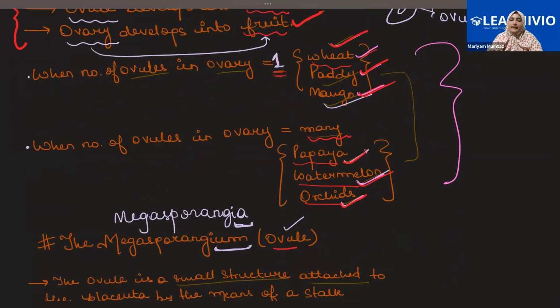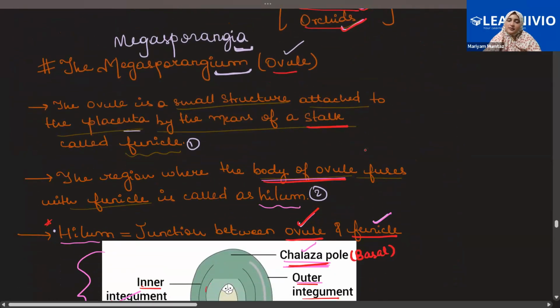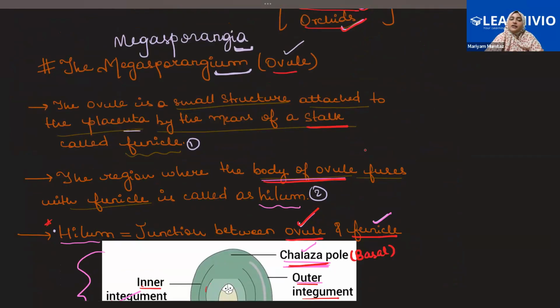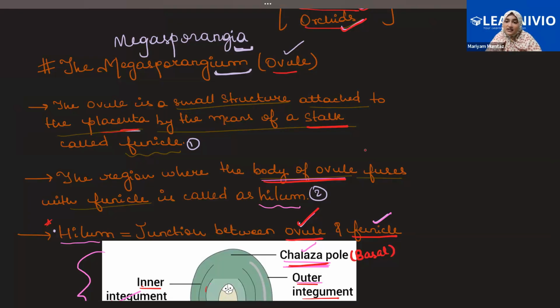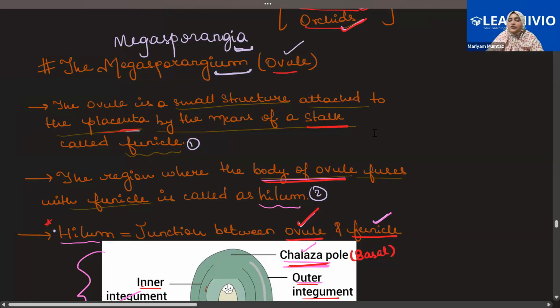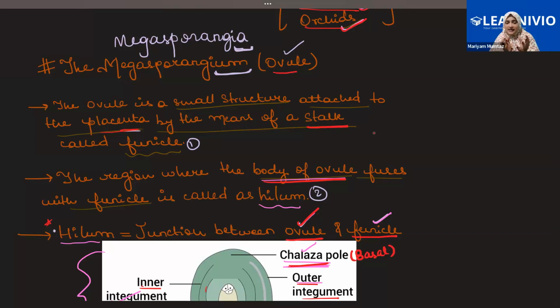Clear? Now talking about the megasporangia. Megasporangia, or you want to call it ovule, it's the same thing. Now the ovule is the structure which is attached to the placenta by means of a stalk. Obviously, there has to be something because of which the ovule would attach, isn't it? Now, try to relate it with the human's placenta. The fetus in the human, they are connected to the placenta by which structure? Do you know? Even if you don't know the name, do you know the structure of it? It's the umbilical cord. Very good. Same way, here also, obviously it's a plant, so it can't have an umbilical cord. So it has a stalk, which is called as funicle.